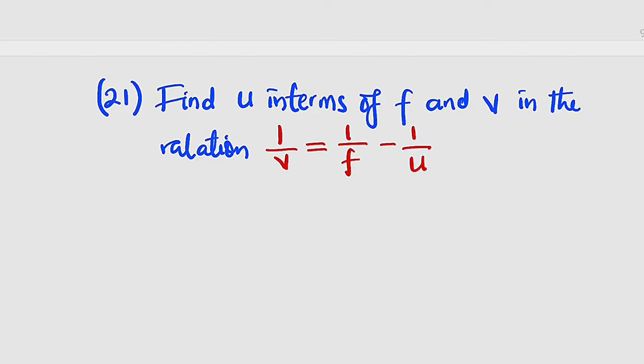Hello, good day viewers. Still on NECO 2024 Mathematics Examination Objective Questions. Today we are going to begin with question number 21 down to 25.